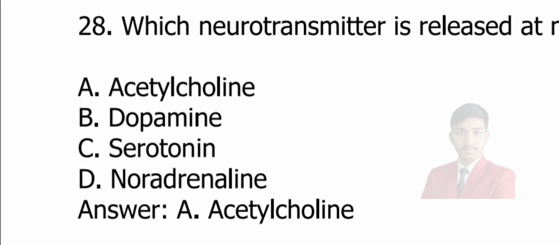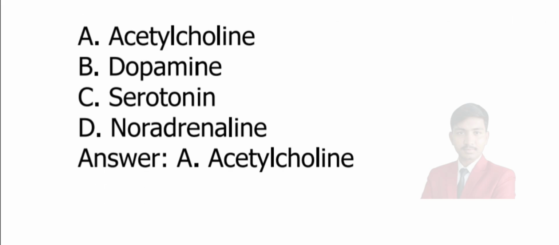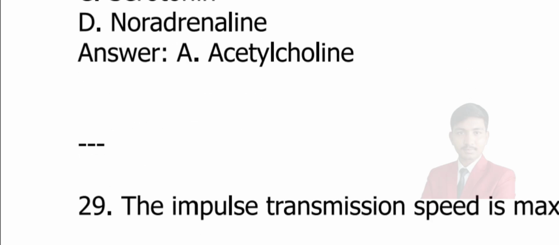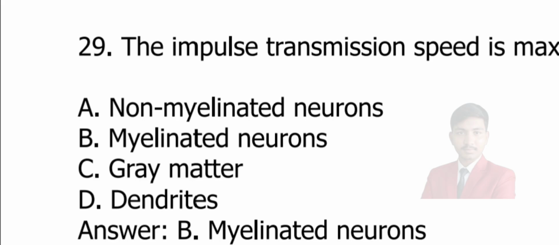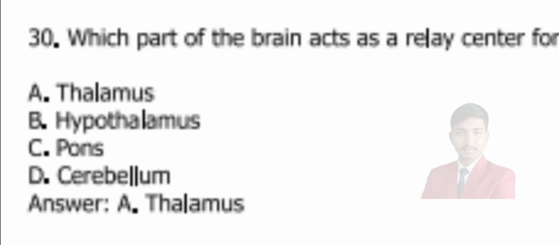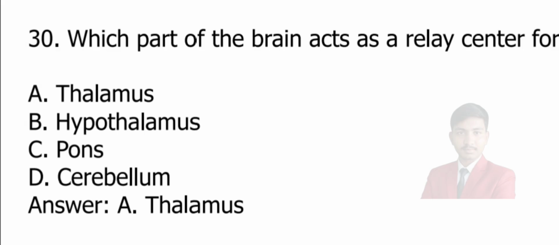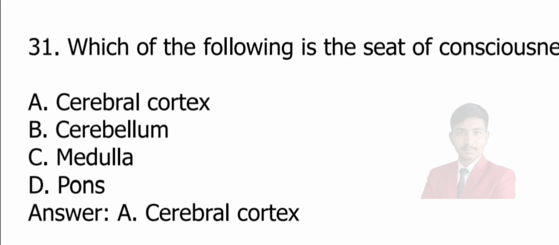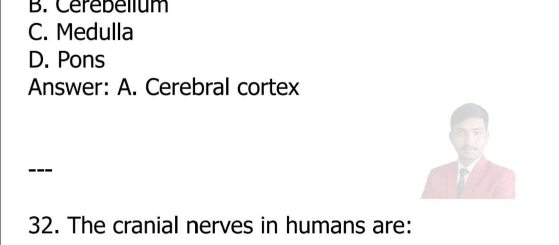Which neurotransmitter is released at neuromuscular junction? Acetylcholine is released at neuromuscular junction. The impulse transmission speed is maximum in myelinated neurons. Which part of the brain acts as a relay center of sensory impulses? Thalamus acts as relay center of sensory impulses. Which of the following is the seat of consciousness? Seat of consciousness is cerebral cortex.